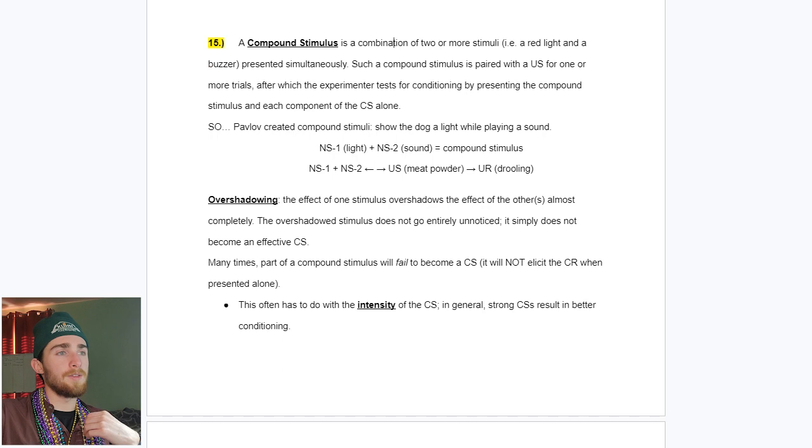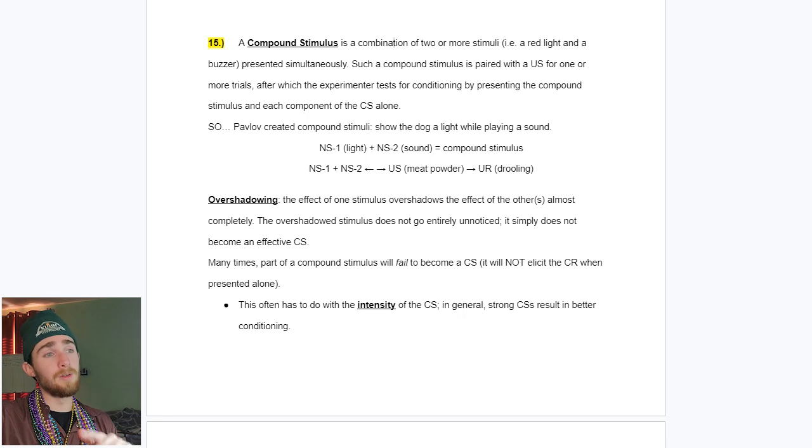Now, a compound stimulus. All right, a compound stimulus is a combination of 2 or more stimuli presented simultaneously. This compound stimulus is paired with an unconditioned stimulus for 1 or more trials, and afterwards, the experimenter tests for conditioning by presenting the compound stimulus and each component of the conditioned stimulus alone.